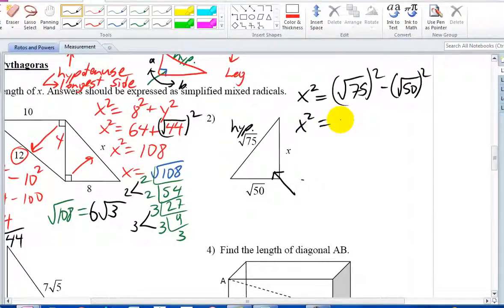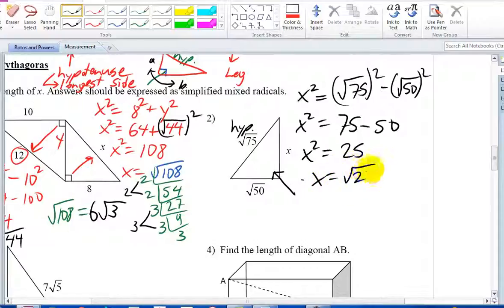So, no calculator. 75 minus 50. Oh, ooh la la. X squared equals 25. X equals square root 25, which is simply 5. See how they take the fun out of this? No calculators. Shucks darn it. They're so mean. Okay.